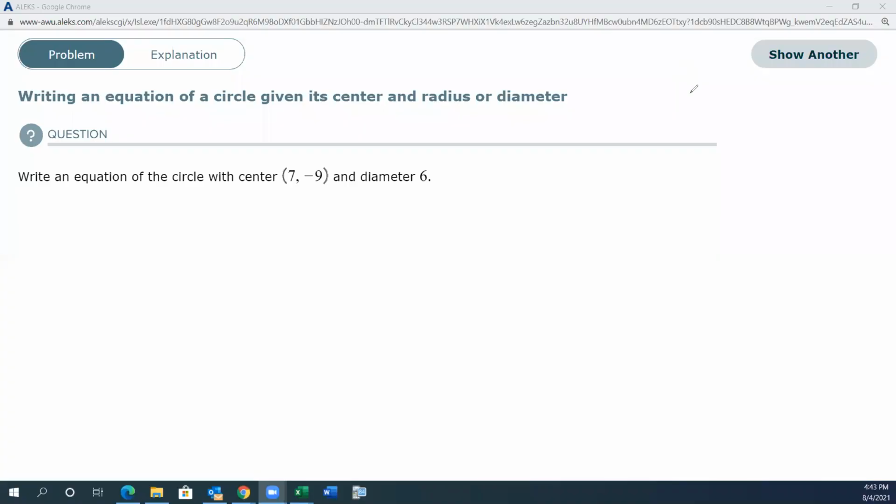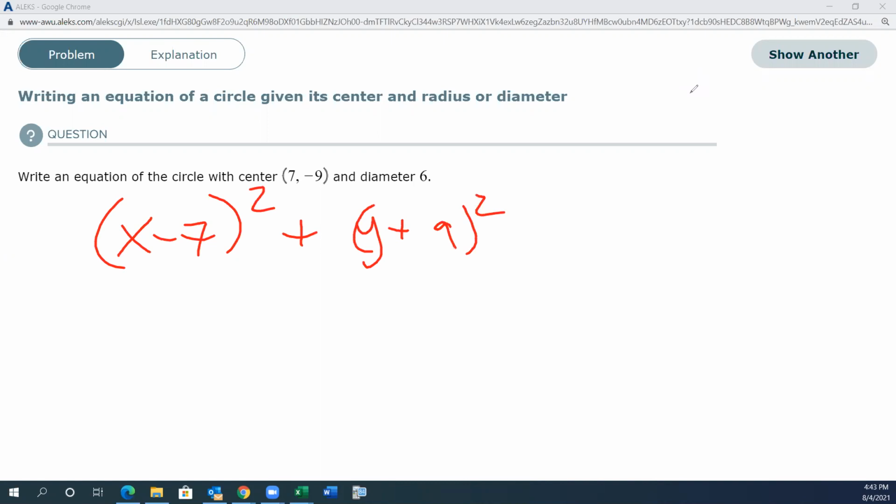And just for old time's sake, let's do one more. So the center is 7, negative 9. So x minus 7 squared plus y plus 9 squared. And again, the diameter is 6. You know what? Let's pretend that the diameter is 8. So that would mean that the radius is 4. And so we get 4 squared right there. And that's the whole shooting match.